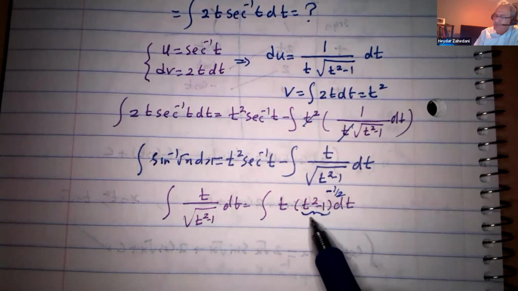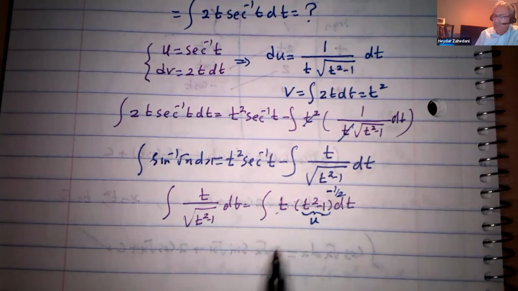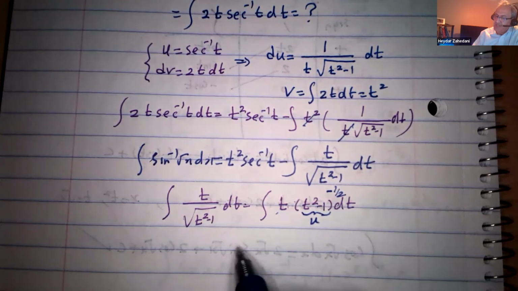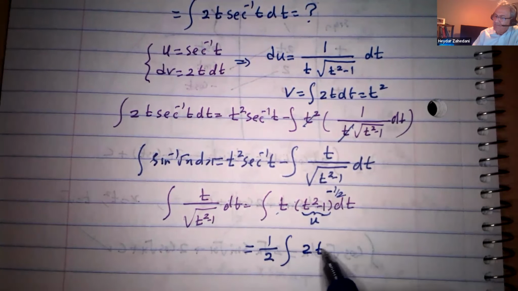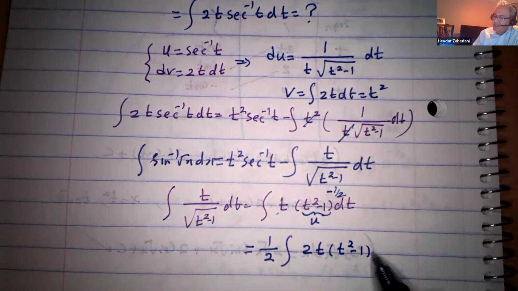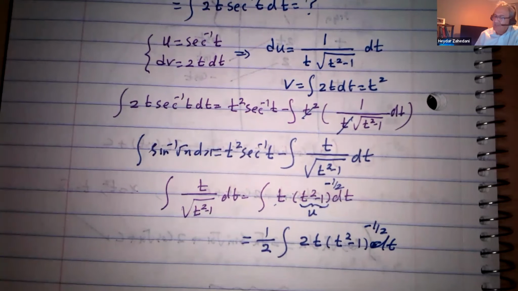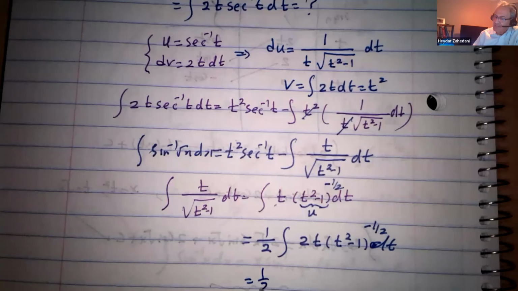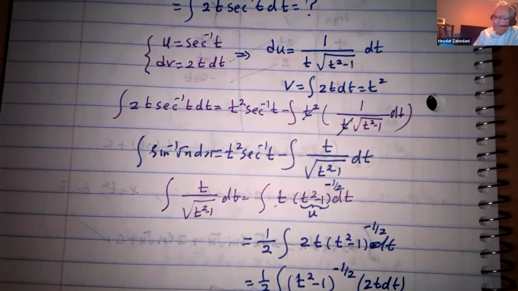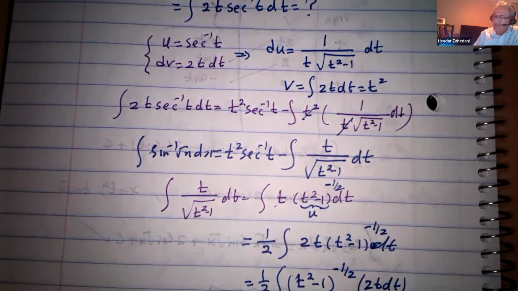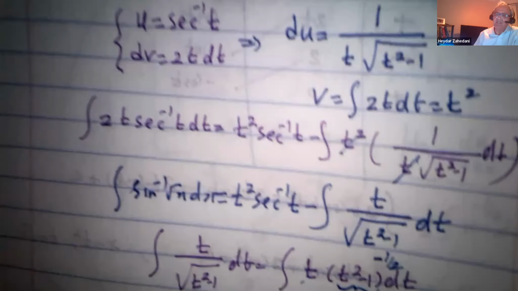So if you take this one to be u, you see u prime would be 2t. You need a 2 here if you want to use the shortcut. So you write down a 1/2 integral of 2t times (t squared minus 1) to the negative half dt. If you switch this to get that shortcut, it's going to be (t squared minus 1) to the negative 1/2 times 2t dt. Now this is u, this is du. If you like this method, otherwise, like the previous one that I did, use substitution.